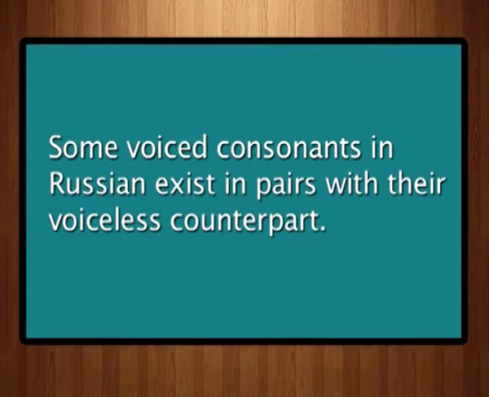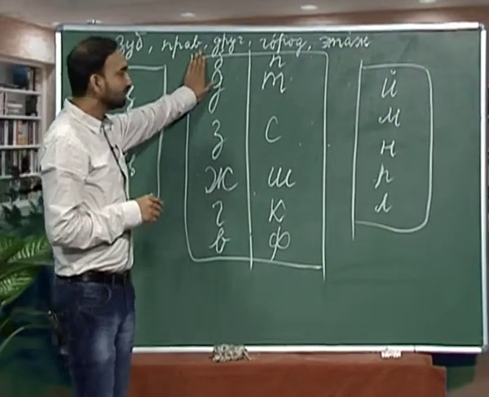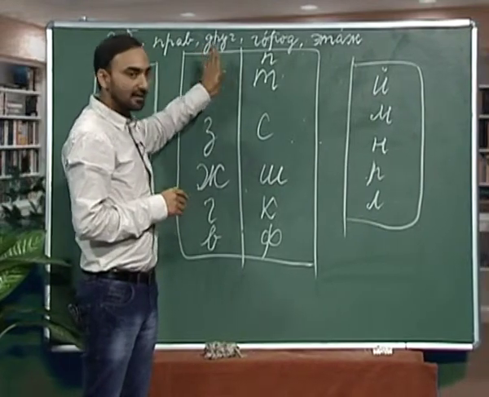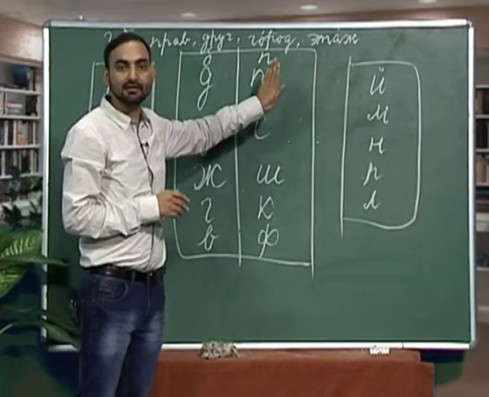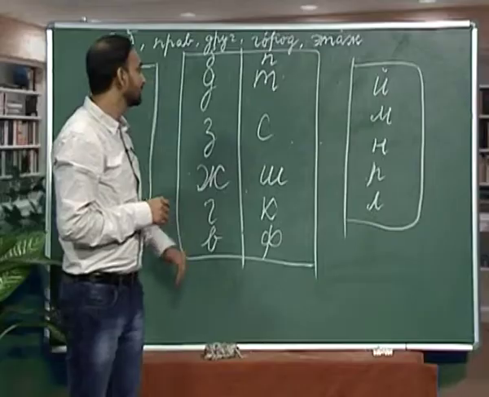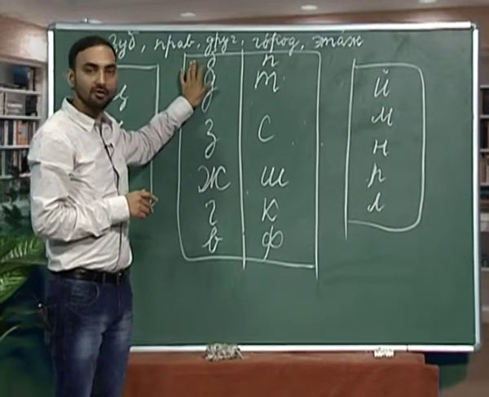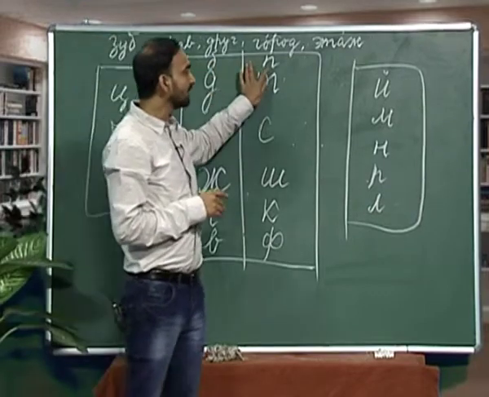Some voiced consonants in Russian exist in pairs with their voiceless counterparts. I will write them on the blackboard and you can pronounce them, and notice which of them are voiced and which are voiceless. As you can see here, the first letter is B. Pronounce this consonant B, and now pronounce P.